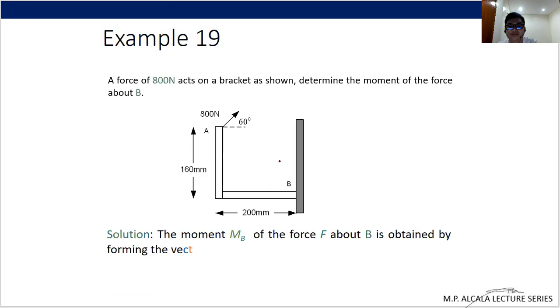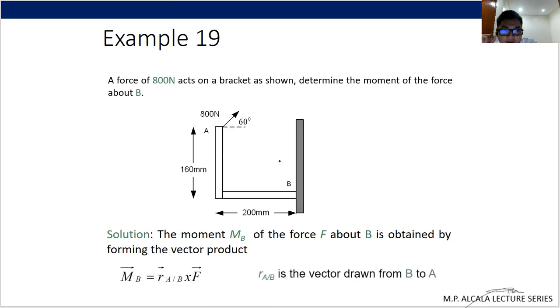Now, finally, last example. A force of 800 Newton acts on a bracket as shown. Determine the moment of the force about point B. So, I think this is a book problem, no? This is a book problem. The moment MB of the force F about B is obtained by forming the vector product. So, simply RAB cross F. So, in this case, 800 Newton.